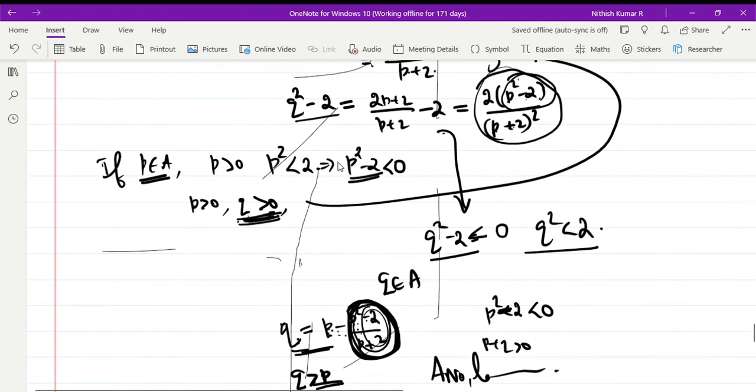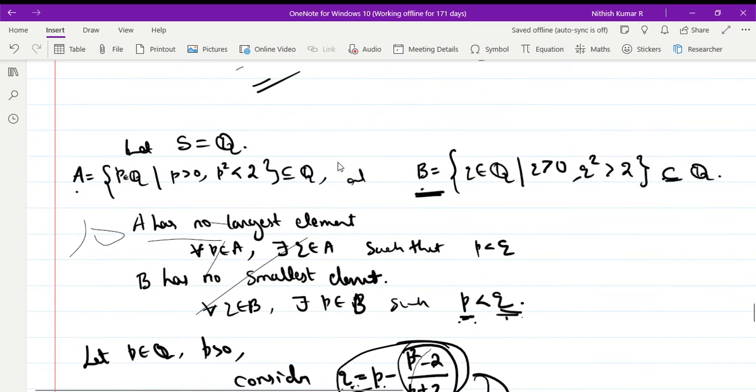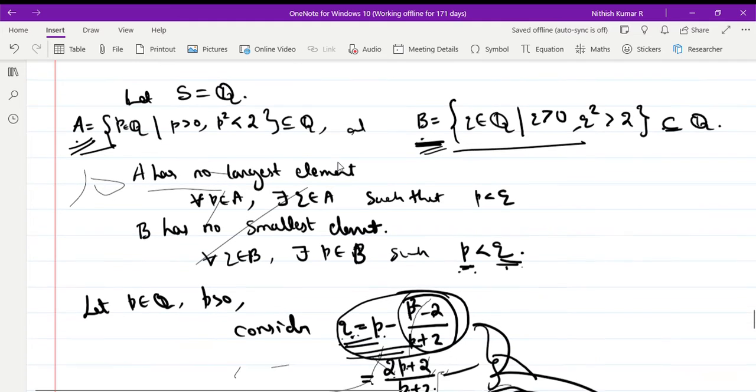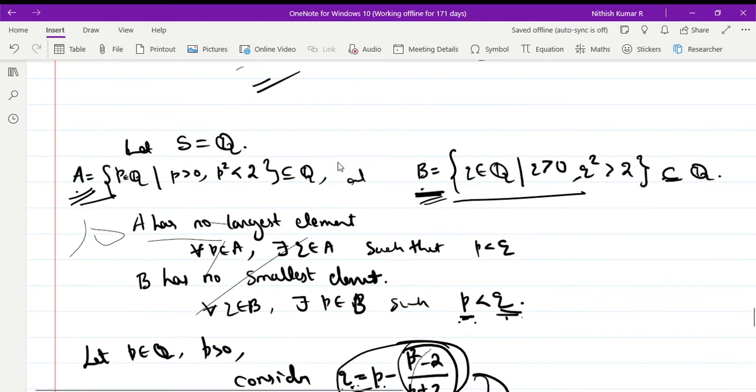Now we have shown that A is a subset of Q, and B is a subset of Q, such that A has no largest element and B has no smallest element. Next we shall show that B is the set of all upper bounds of A.